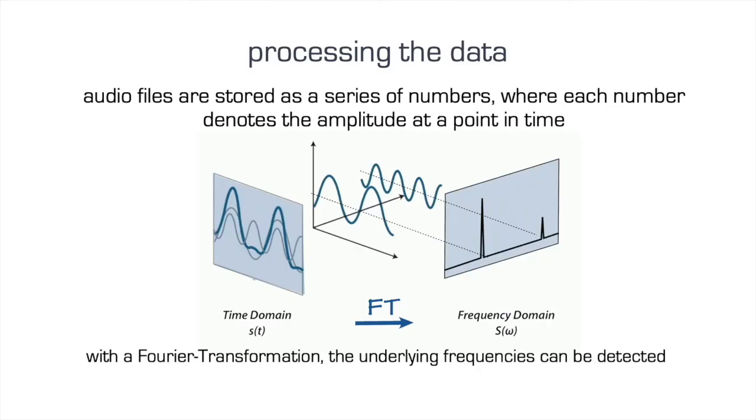So finally, we have data, but how can the information be extracted? First of all, audio files are stored as a series of numbers where each number denotes the amplitude at a given moment of time. Secondly, this series of numbers can create a curve like here in the time domain, which is a sum of multiple sine functions. On the slide, you can see the curve is a sum of two sine functions. These functions represent the underlying frequencies of the audio file.